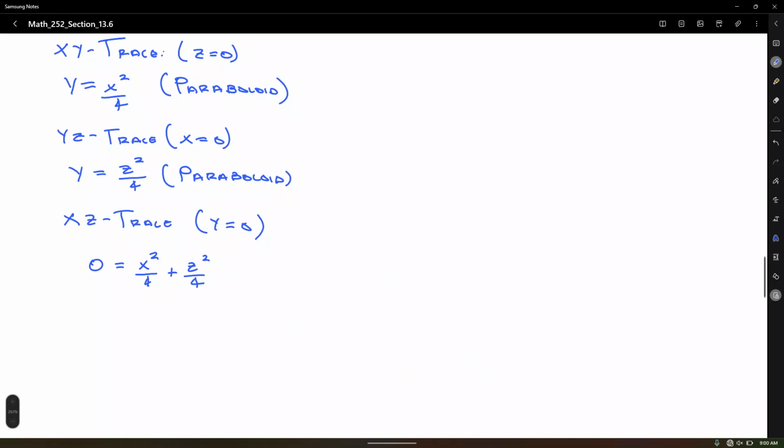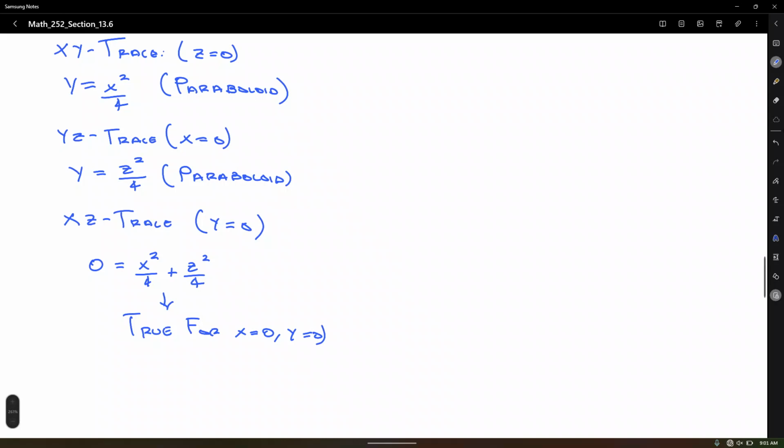X squared, z squared, what's that? And a 0 on the left hand side. So we would need to think of all the ordered pairs x, z that add up together, raised to the second power, and divided by 4 gives 0. There's only one possibility, isn't it? This is only true for x equals 0 and z equals 0. So that's going to give us simply the ordered triple that describes the origin.